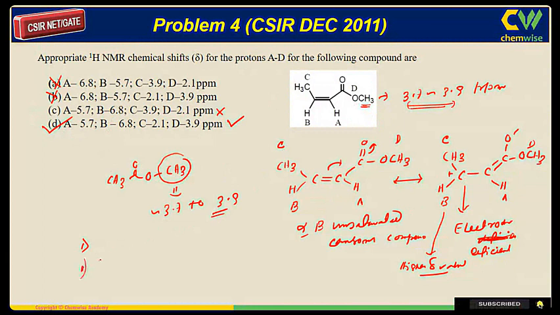Using 2 things: that phenomenon on alpha beta unsaturated carbonyl, the delocalizing phenomenon, and the normal ppm values of where this methyl CH3 appears. This CH3 is going to appear when it is attached to a carbonyl, basically star, around 3.7 something, maybe 3.6, 3.9. So keeping these 2 things in mind, we can easily pick the right option.